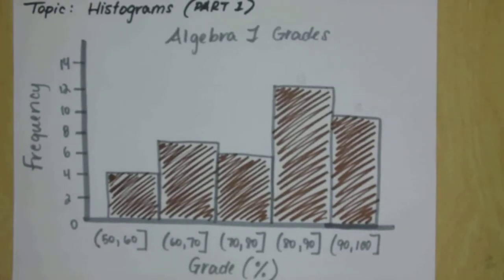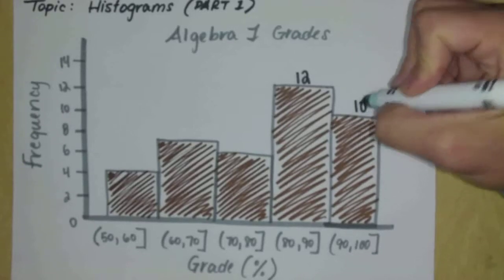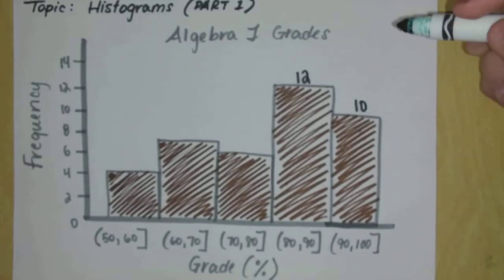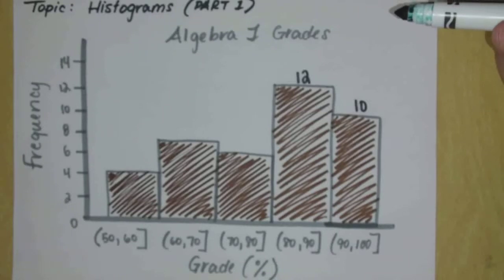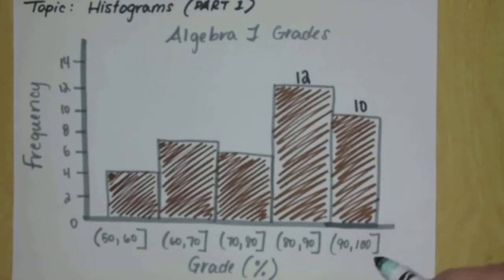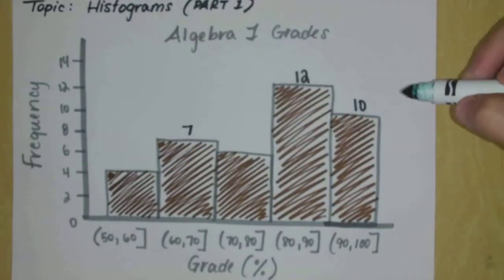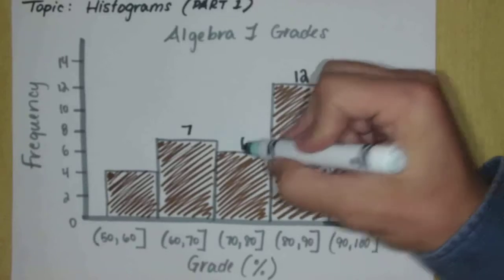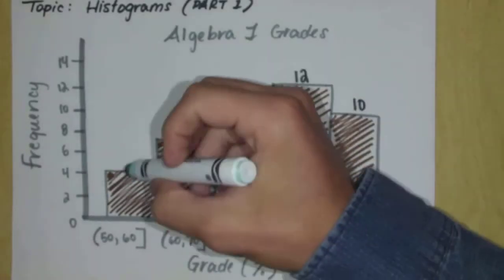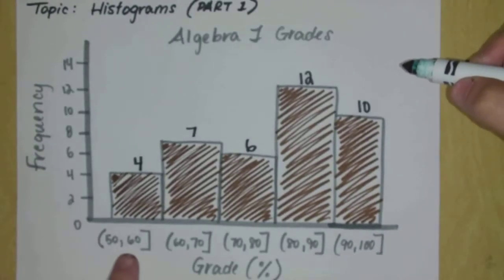And so what you can do with a histogram with a little bit of work is you can start to see how many students are in this Algebra 1 class, or whatever chart you're looking at. 12 students in the 80 to 90 range, so 12 got a B, 10 got an A, with some of them maybe even scoring 100. We have 7 who had about a 60 to 70. You can see that 6 had a 70 to 80. And it does look like 4 students ended up failing this course. They got a 60 or lower.